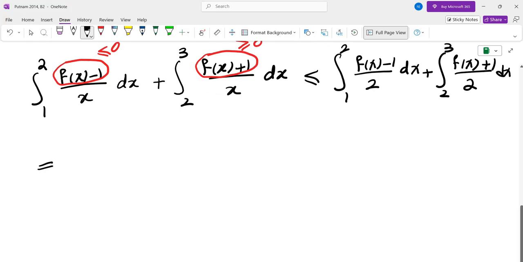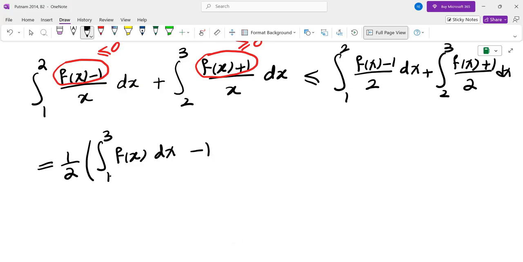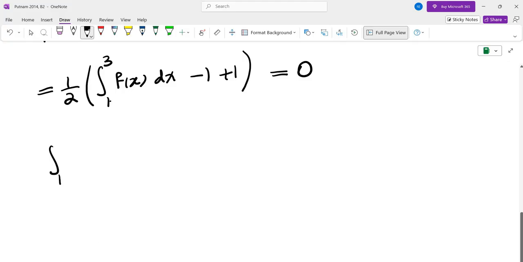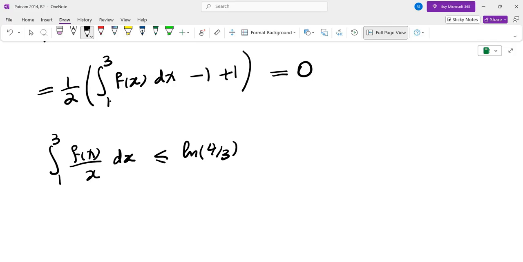Let's now add these two and see what we get. So we can factor 1/2. We get integral from 1 to 3 f of x dx. And the other portion is -1 and then +1. They told us that the integral of f of x is 0, so this whole thing becomes 0. So what does that tell us? It tells us that the integral from 1 to 3 of f of x over x dx is always less than or equal to natural log of 4/3. And we found a function that satisfies the equality. So that means the answer is natural log of 4/3.